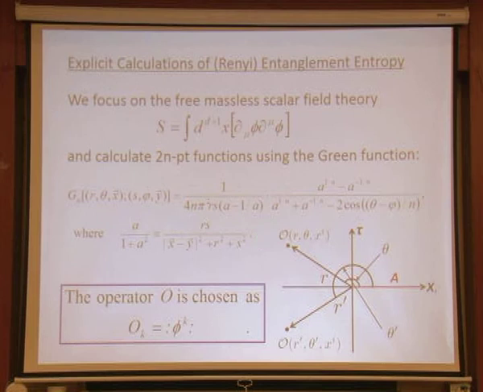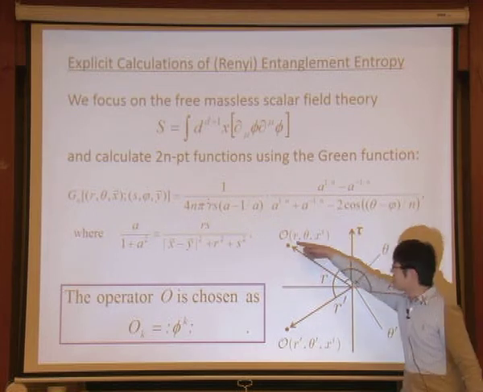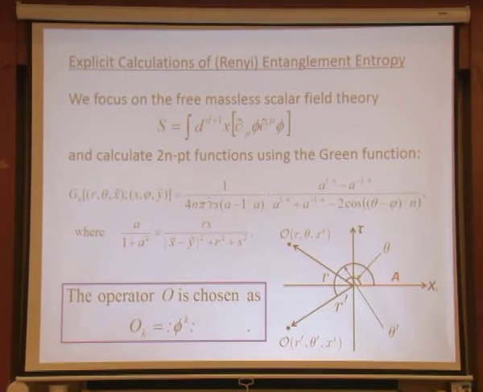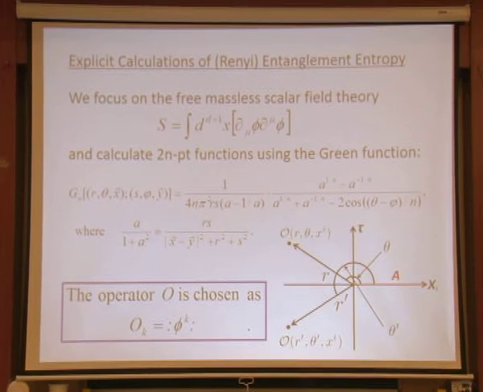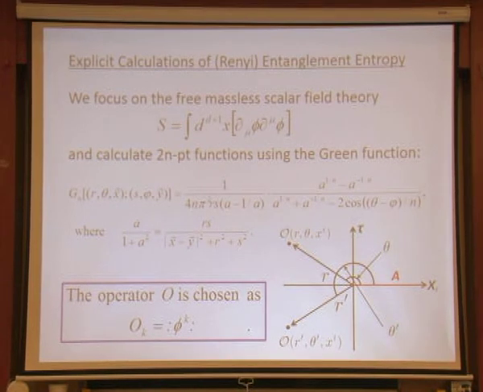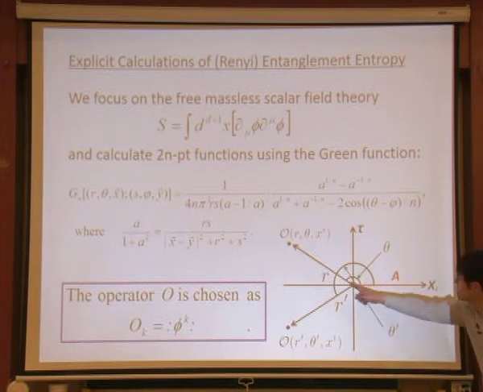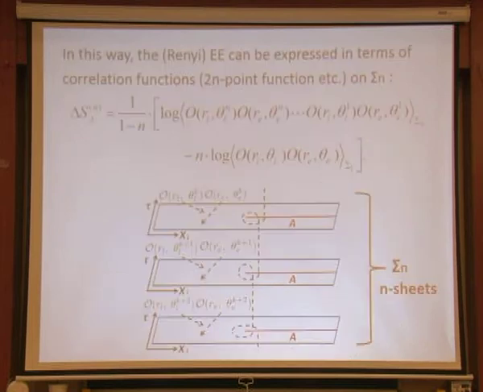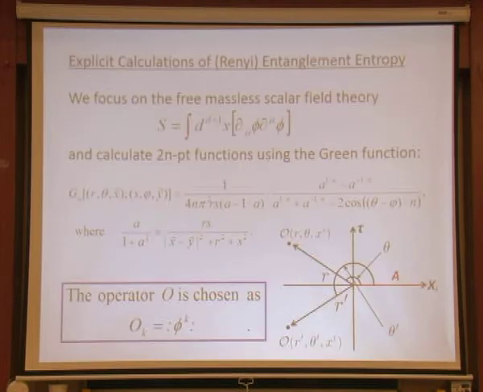Anyway, we put in the two local operators here, and we can compute this Green function, the two-point function, by using this formula. Yes, the Green function. Sorry, this is the two-point function. That's the same thing. So the n means we are computing on sigma n, the n-sheeted Riemann surface. That means this angle is 2 pi n. So we have this spiral sheet and compute this two-point function, and we get this result.